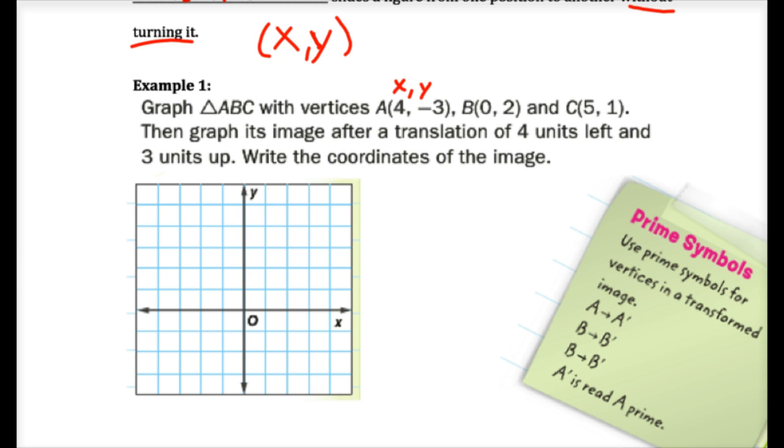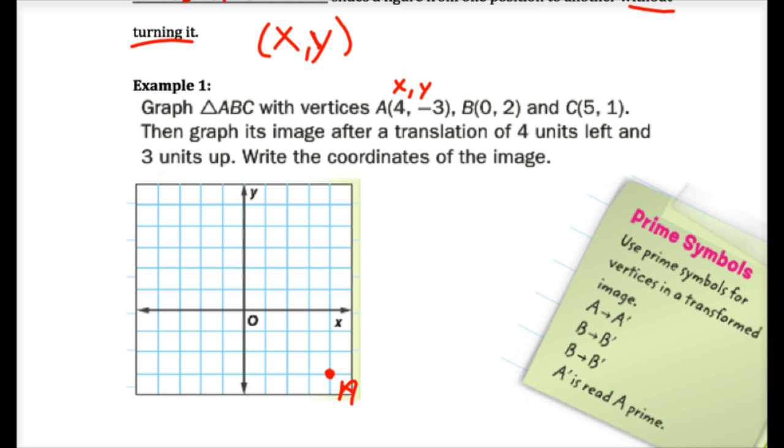Okay. Let's do this. All right, so A is at 4, -3. So start at the origin, guys. X is 4, Y is -3. 1, 2, 3, 4. 1, 2, 3. We're down in quadrant 4. Graph it and label it. Point A. Always have to label your points when you do translations. You'll see why in a minute.